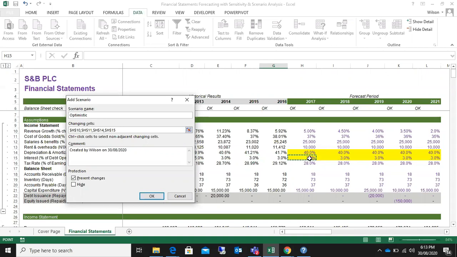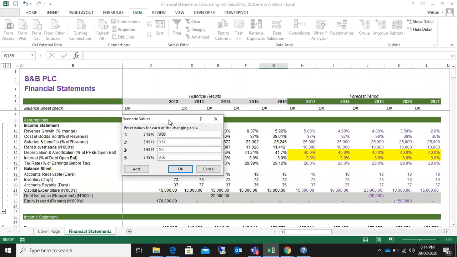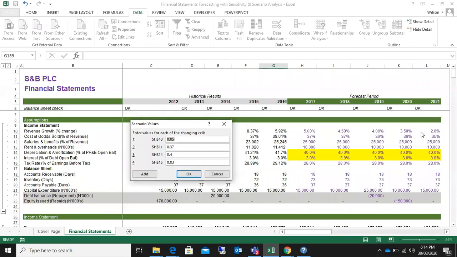Okay, so immediately you do that, just click on OK. Now, once you click on OK, it brings you here, scenario values. Now, scenario values is optimistic, isn't it? We are optimistic. Now, please listen attentively. If the current assumption that we have made is that we expect revenue growth rate to be 5%, 37% for cost of goods sold, 40% for depreciation and 3% for interest for 2017.